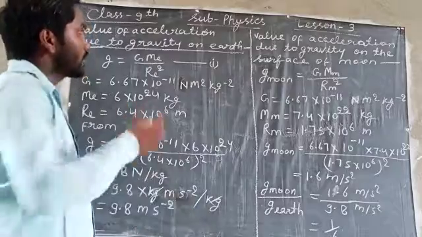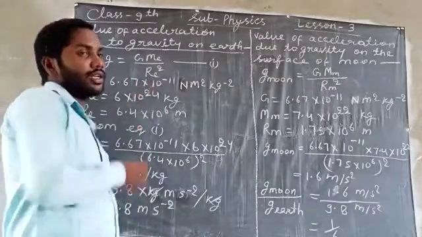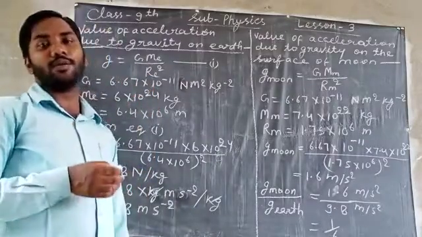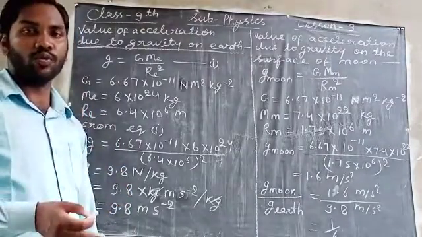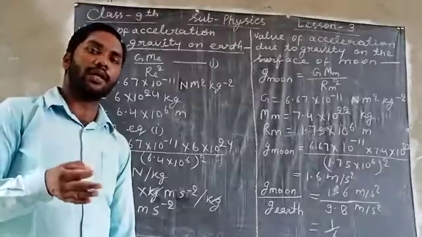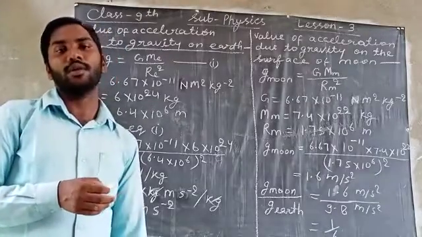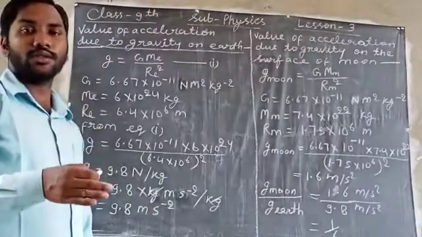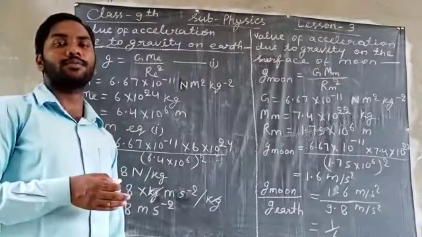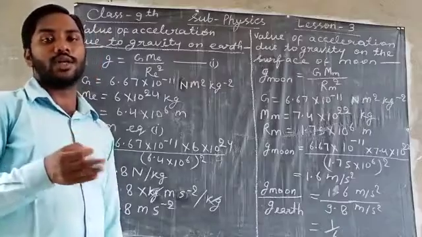So today we discussed the acceleration due to gravity on the surface of the earth as well as on the surface of the moon, and we compared both, and we found that the gravity on the moon is about 1/6 of that on the surface of the earth.